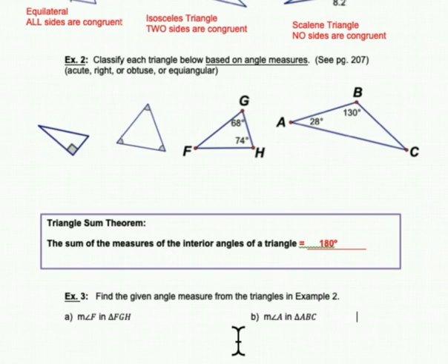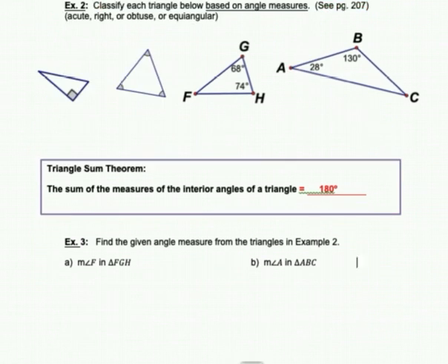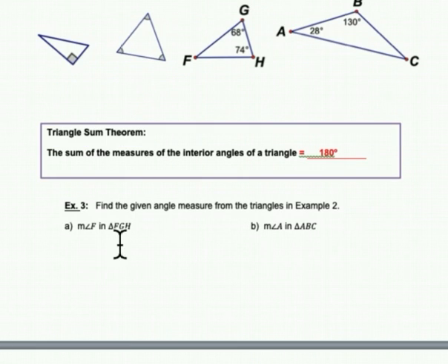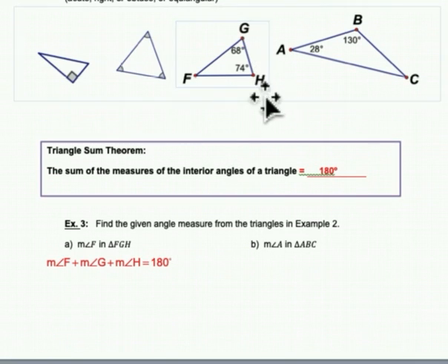So on a globe, it's a little different story. But for right now, we're just going to take a look at the Triangle Sum Theorem on 2-dimensional triangles. So for example 3a, let's find the measure of angle F in triangle FGH. Well, I know that all 3 interior angles have to add up to 180 degrees.